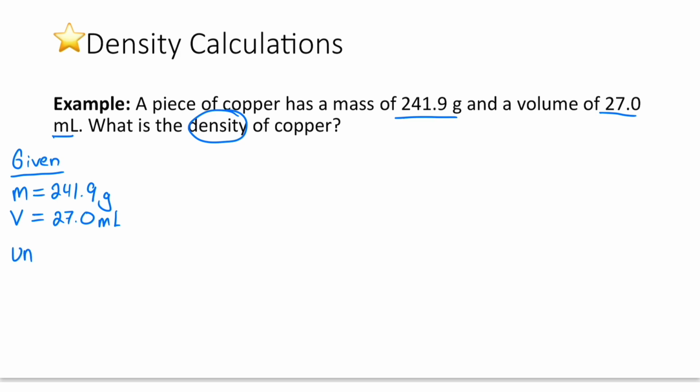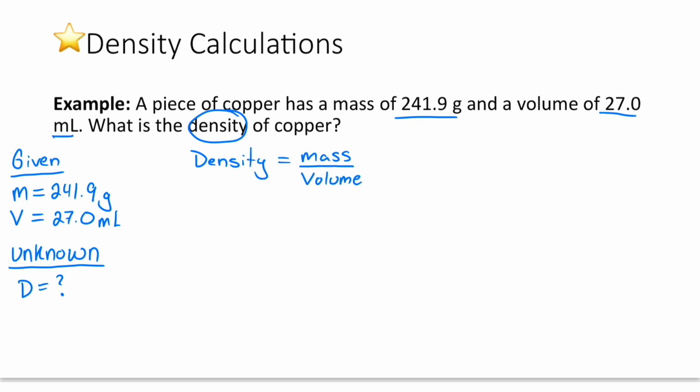My unknown. My unknown is density. That's what they want me to find. So I've got my given, my unknown. Now I need to list the equation. So this is where I'd put the equation for density. The next thing I need to do is I need to substitute my given numbers into the equation. So the next thing I'm going to show is mass and volume substituted into the density equation.